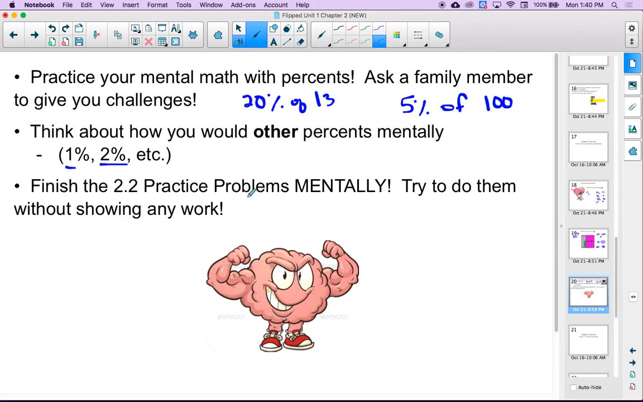And again, like I said, finish your 2.2 practice problems. Do them mentally. Do not show your work. I don't want to see long multiplication problems. I want to see that you are trying these out by finding the 10% and then working that out into other percents.